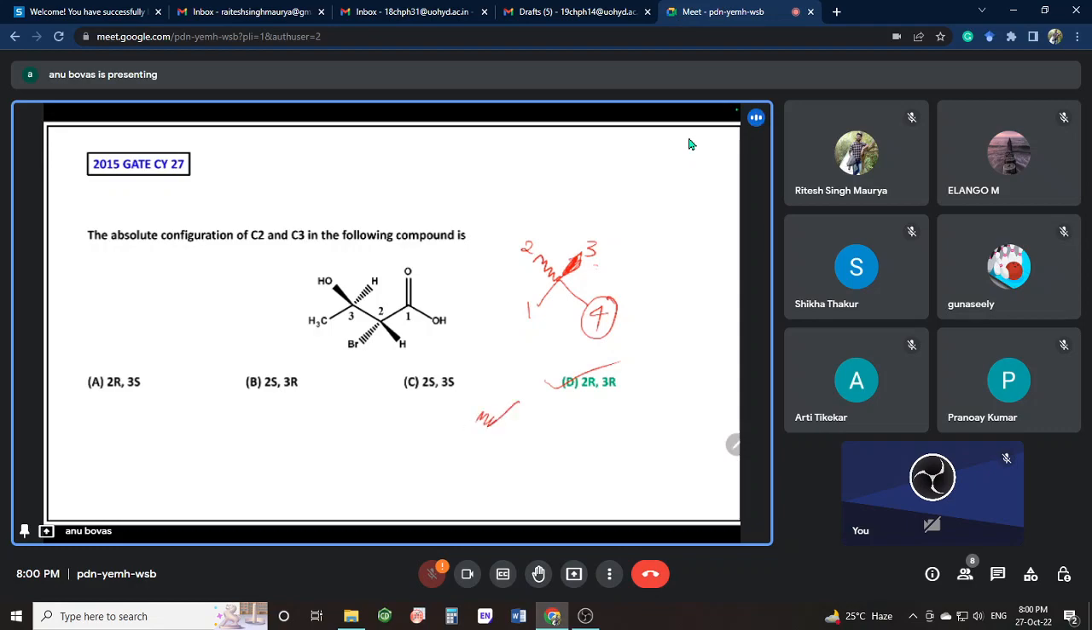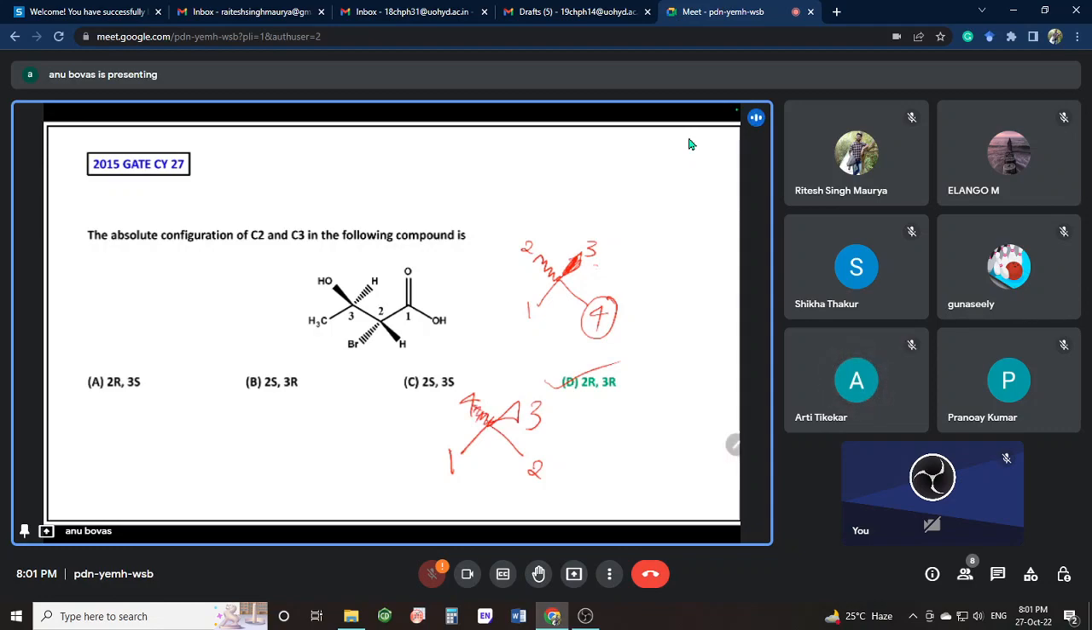For example, I interchange between 4 and 2, so that 4 will become the last position: 4 2 1 3. Now you can interchange any other two so that the configuration remains the same. So no problem, you can interchange anything, just make the fourth one go to the last position, that's all.